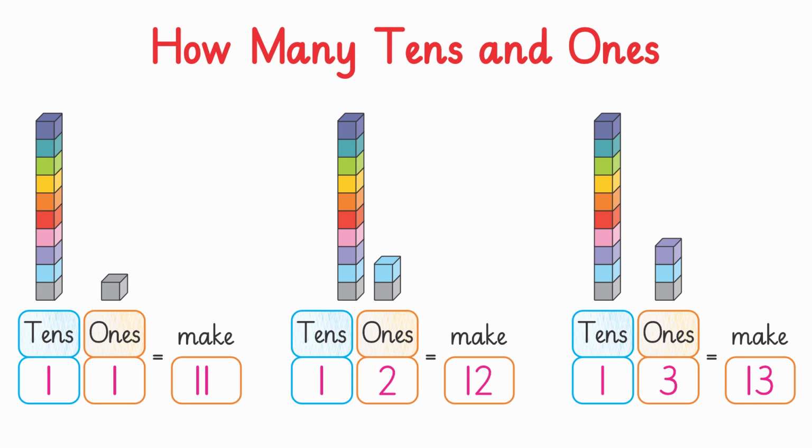Dear students, in this lesson we will see how many tens and ones are there. In the first picture there is 1 ten and 1 one, and that makes 11. In the second picture there is 1 ten, 2 ones, it makes 12. 1 ten, 3 ones, 13.